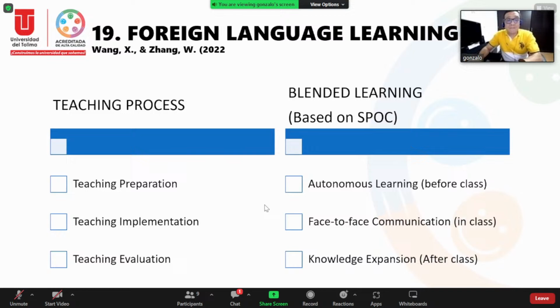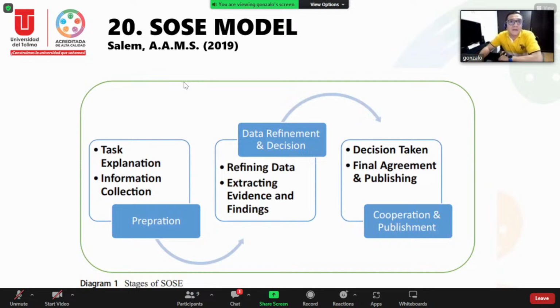This is one of the most important models for me because it's the one that I plan to base my own didactical design on, and it's the SOS model. What is the SOS model? SOS stands for Scaffolding Online, Shelter Online Scaffolding Environments.